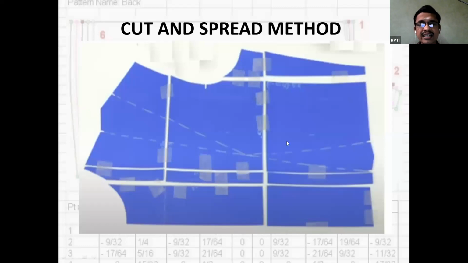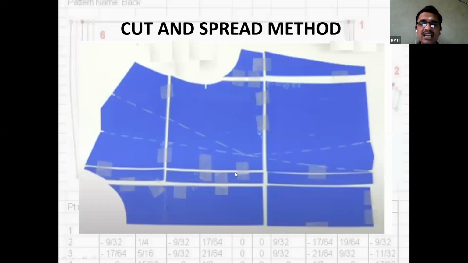Here I'm just cutting. We should know where we have to cut and how much increment we have to apply. Then only can you do this method. So for all methods of pattern grading, pattern making knowledge is a must. In the cut and spread method, we spread and fix with cellotape, and finally we draw the M size pattern.